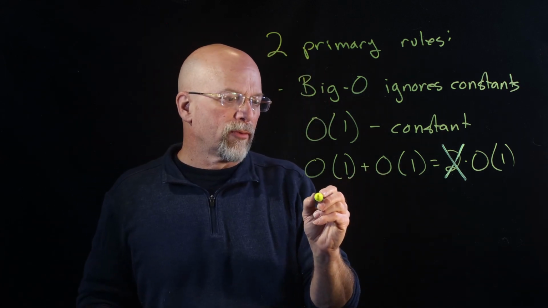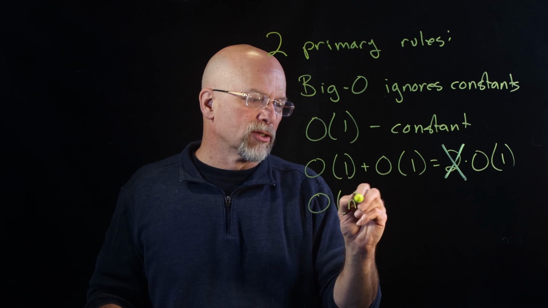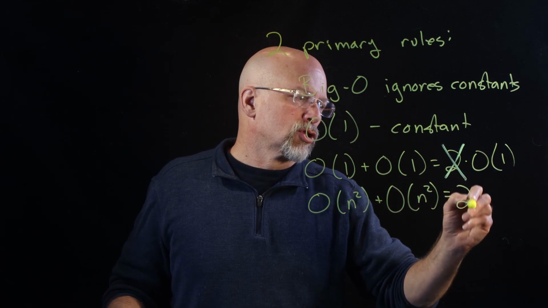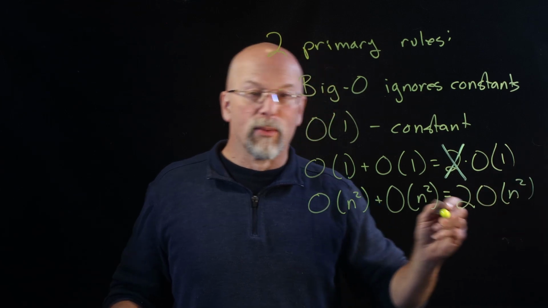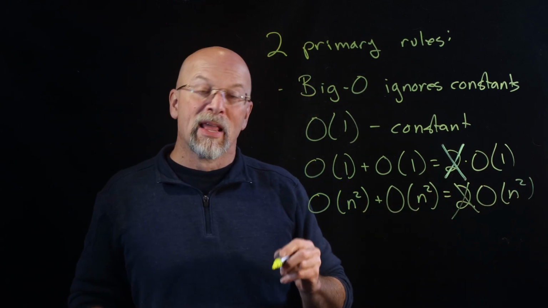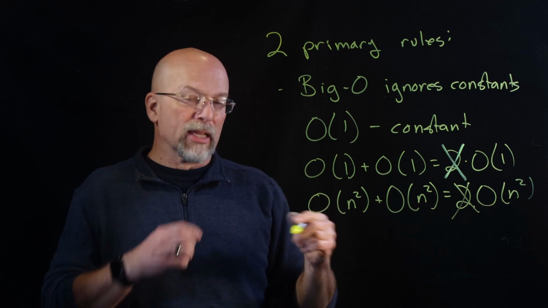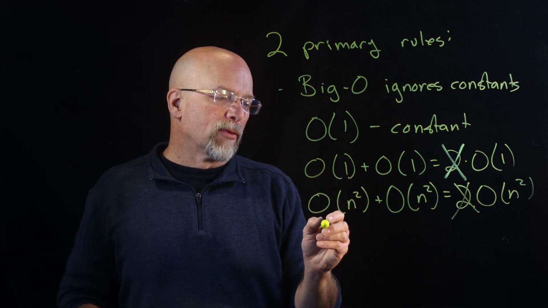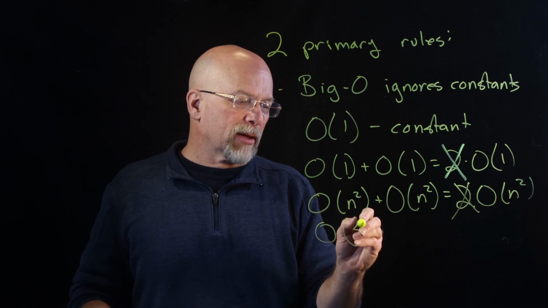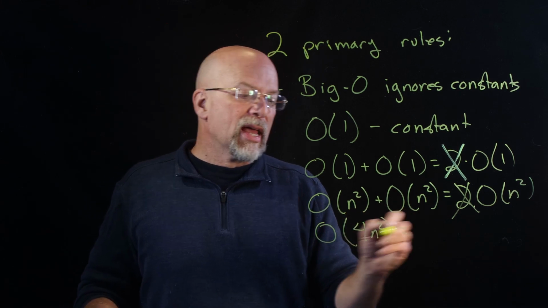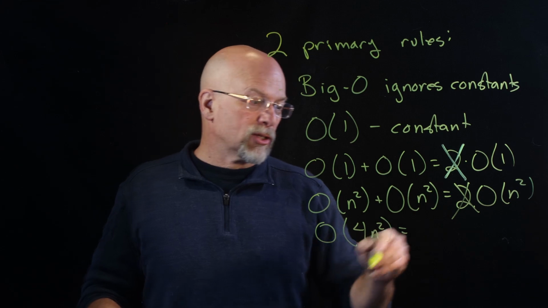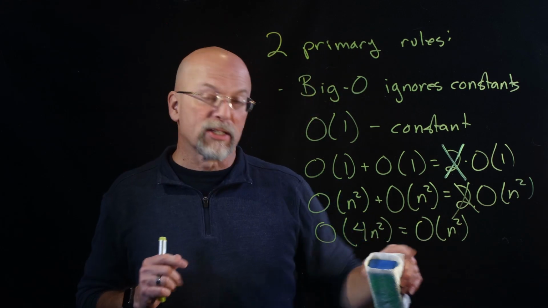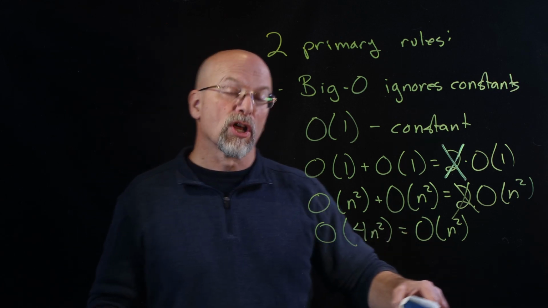This is true also if you were to do something like O of n squared plus O of n squared equals 2 O of n squared. Well, that 2 drops out. And in fact, if you figure out the exact complexity growth of a particular function, and you get something like 4n squared, so we have big O of 4n squared, once again, the 4 will drop out. The complexity of that function will be represented with just O of n squared.